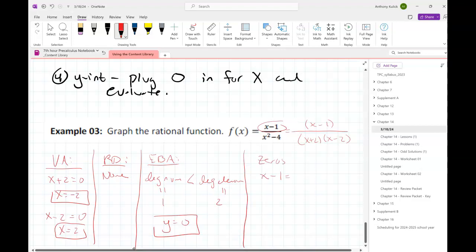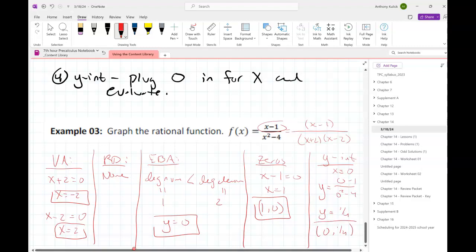For the zeros, we just take the numerator and set it equal to 0. I always write my zeros as a point so I don't get confused and think it's a vertical asymptote. And then my last one is my y-intercept. I know the x-coordinate is always 0. The y is going to be 0 minus 1 over 0 squared minus 4, so that's 1/4. So 0, 1/4. So far, so good?